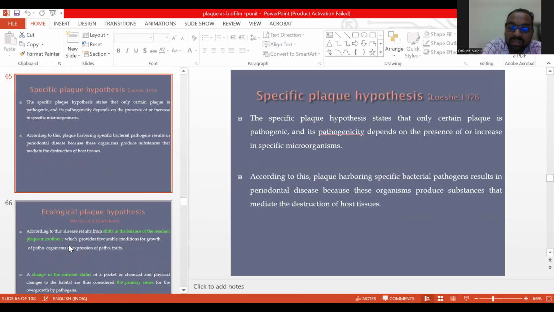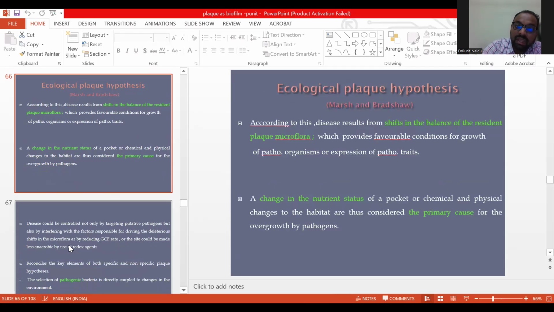The second hypothesis is the specific plaque hypothesis, explained by Loesche in 1976. According to this theory, plaque harbors specific bacterial pathogens that result in periodontal disease because these organisms produce substances that mediate the destruction of host tissues. And the third one is the ecological plaque hypothesis, explained by Marsh and Bradshaw.